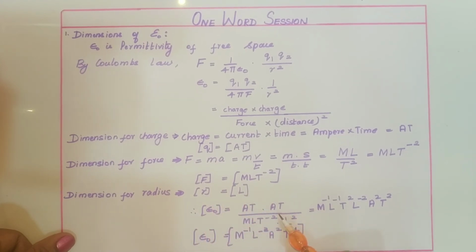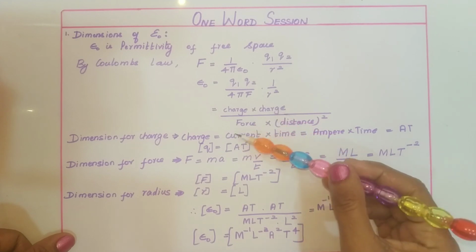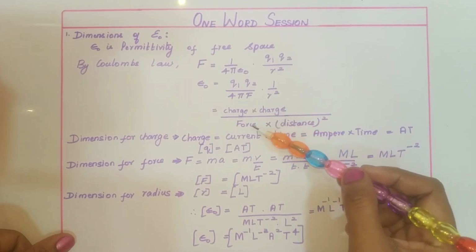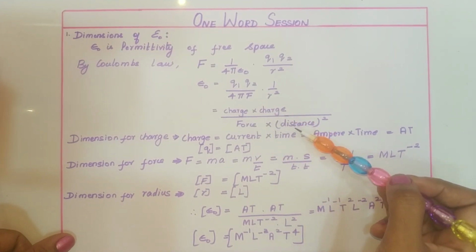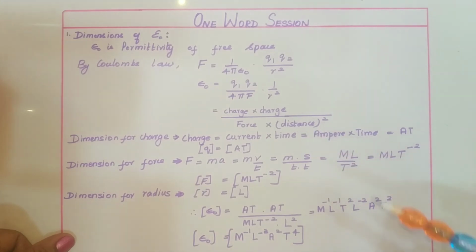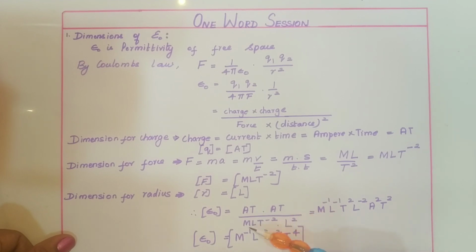Now we have to substitute these: AT into AT by MLT power minus 2 into L square. Now we take all the denominator to numerator: M power minus 1, L power minus 1, T square, L power minus 2, then A square, T square. Finally, we get M inverse L power minus 3, A square, T power 4. This is the dimension for epsilon naught.